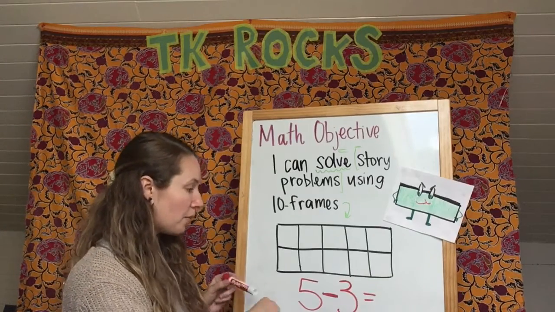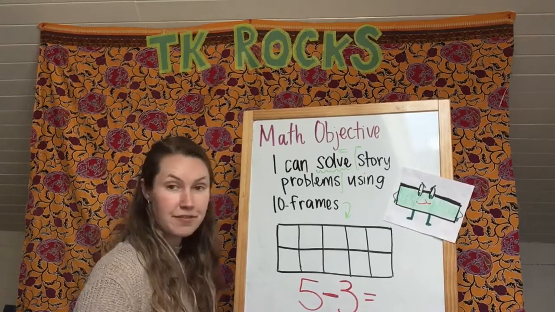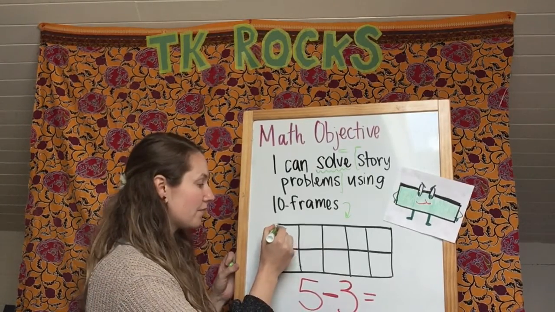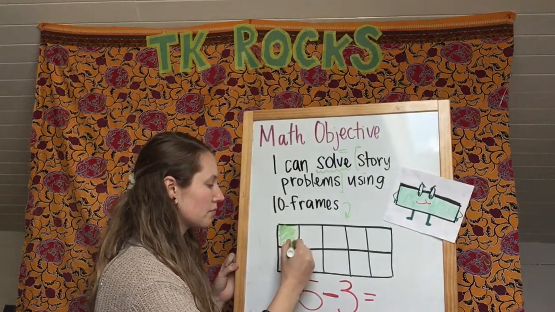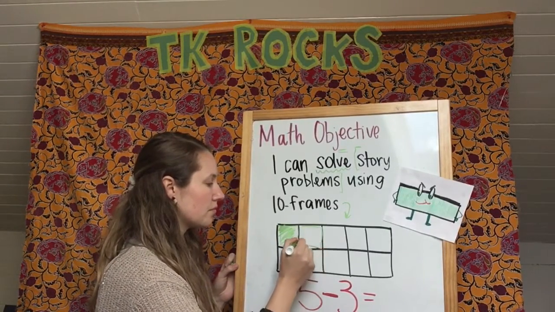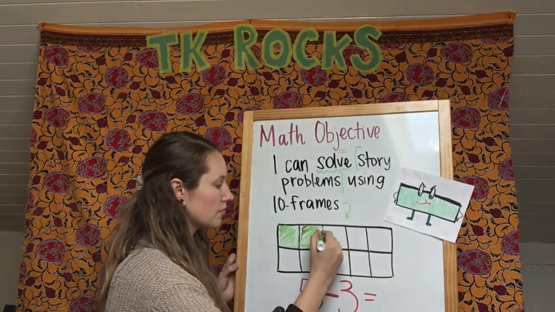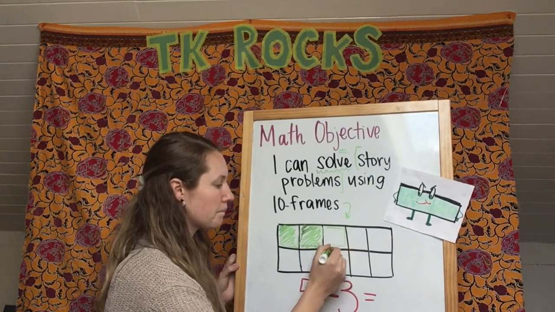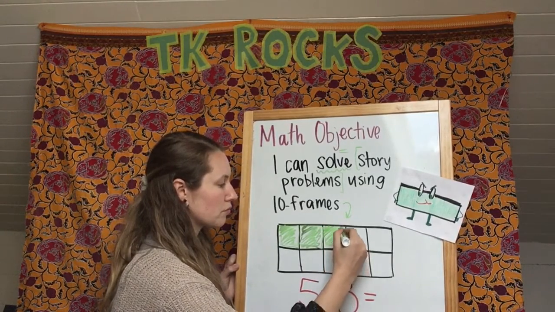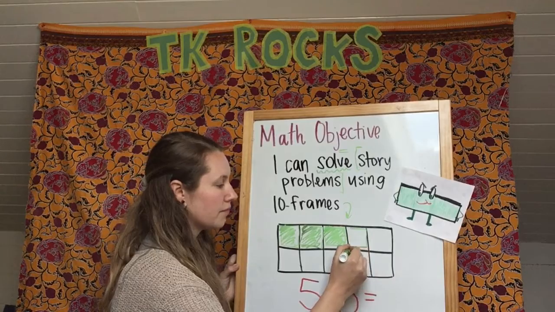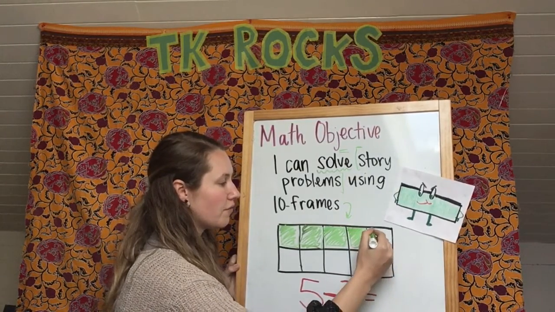So I'm going to start with my 10 frame here. And first, I need to think about that 5. So I'm going to fill in 5. 1, 2, 3, 4, and 5.